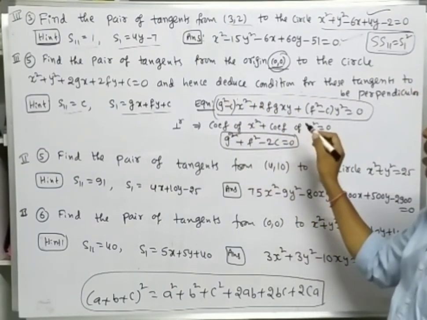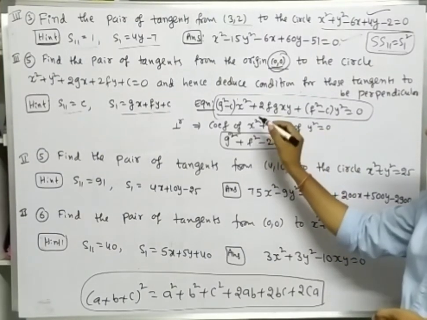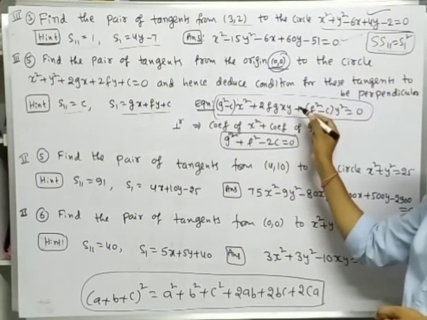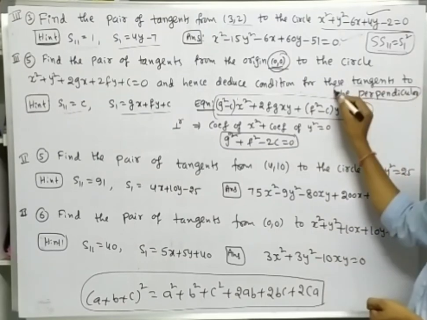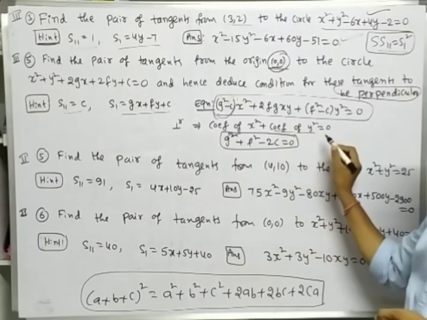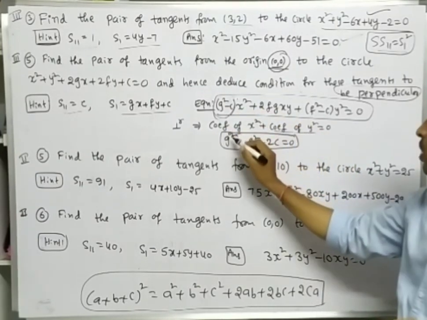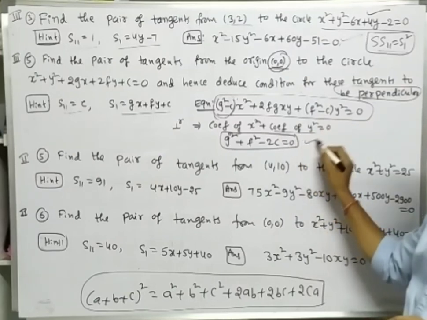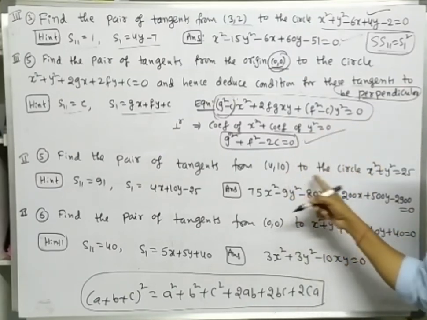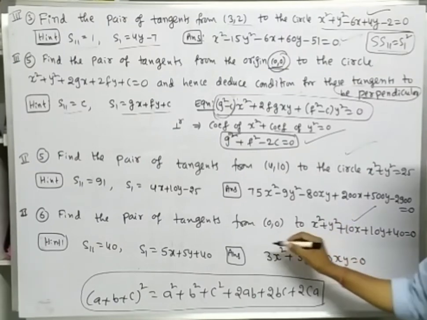And in this one, in the previous video we observed that it is a pair of straight lines, so they are mutually perpendicular. This is the condition. That means coefficient of x square plus coefficient of y square is equal to 0, which you learned in the pair of straight lines chapter. So g square minus c plus f square minus c is equal to 0, you will get this condition. Next, these two problems are also similar problems, so check the hints.